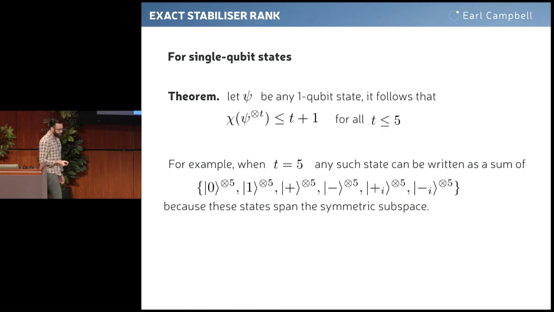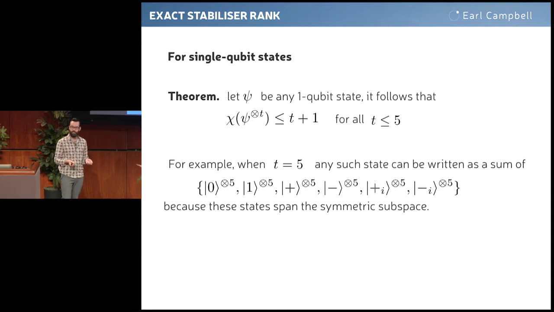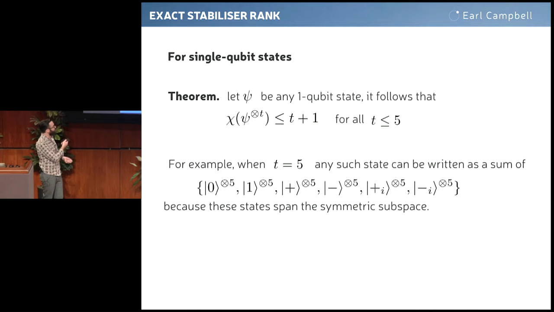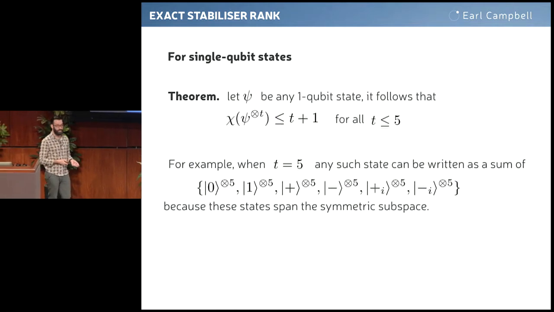Furthermore, it's actually kind of surprising that there's always one set of stabilizer states that you can use, and that set of stabilizers, you don't have to search for them. There's a fixed set of stabilizer states that you know you'll be able to use to write this state down. So for example, if I have t equals 5, then I can take 5 copies of any of the single qubit product states, and this will allow me to form a stabilizer decomposition with less than 6 terms.